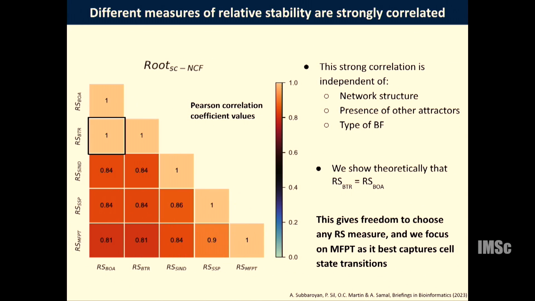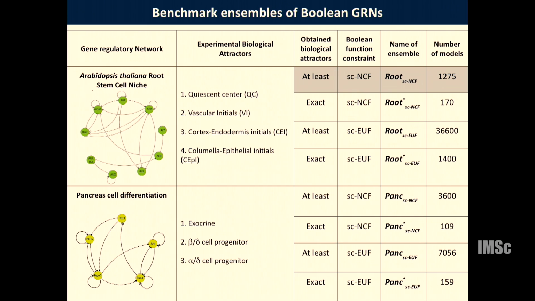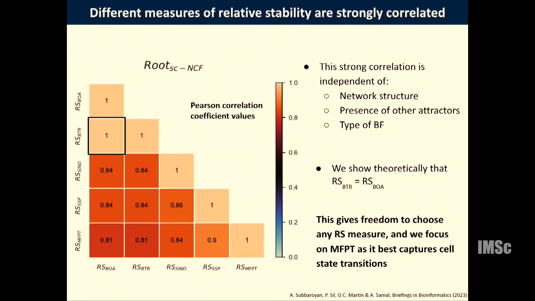I just wanted to say one result: one of the reasons we proceeded with MFPT as the measure is because the 5 measures I showed for quantifying the relative stability are very highly correlated with each other. And this we find not only by studying this Arabidopsis root stem cell model, but another model for pancreas cell differentiation. So this result is independent of network structure, presence of other attractors or type of function. So it is not limited if you restrict to NCFs. You can choose any function. These measures seem to be correlated, which allows you to choose one of them to proceed with.